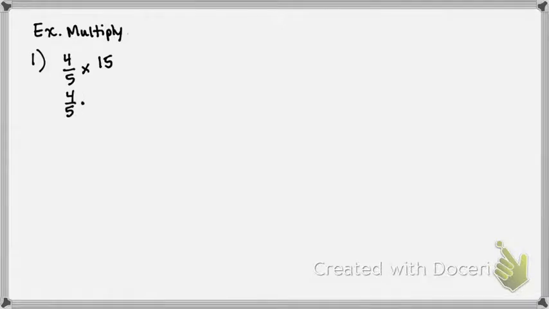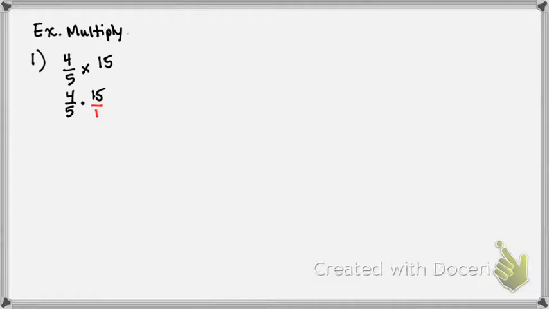So the directions are just going to say multiply. And let's see what we got. Let's do 4/5 times 15. Okay, so what we need to remember when we're multiplying, we need to have two fractions. So 4/5 is good. Multiplication is fine. But the 15 is not. So remember what we talked about? Super simple. We just give it a denominator of 1.